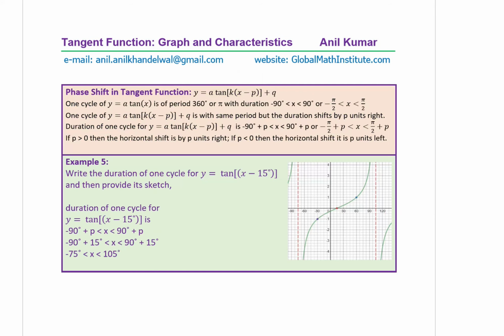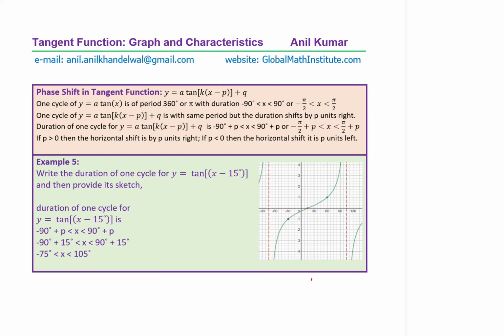Now here is the last question, which is kind of a test question for you. In the last example, we are going to understand how we figure out the phase shift from the given graph. We'll write the equation in the form y equals a tan k x minus p plus q. So let me write down the function here: y equals a tan k x minus p plus q.